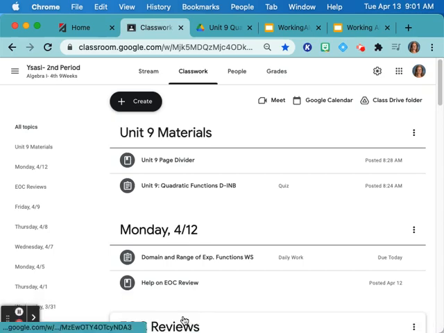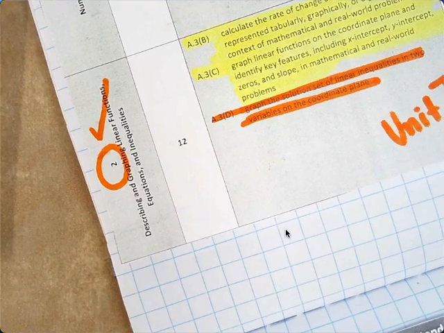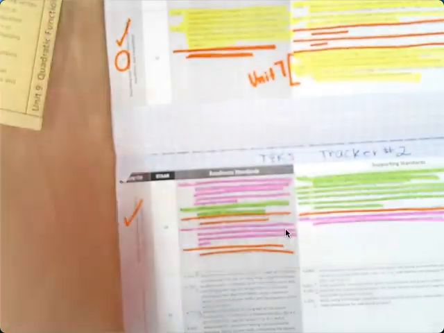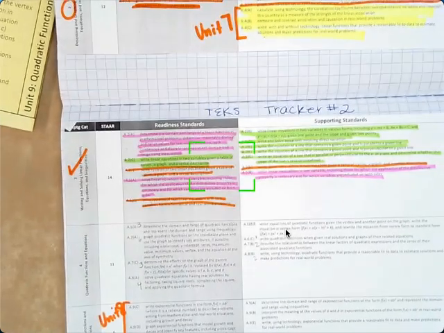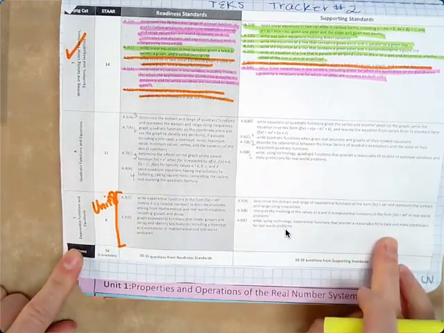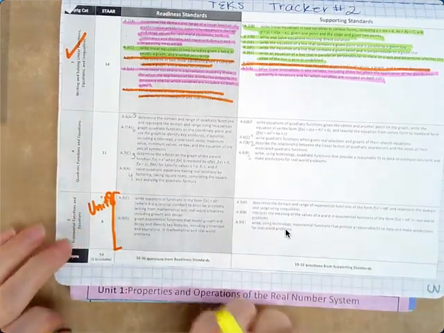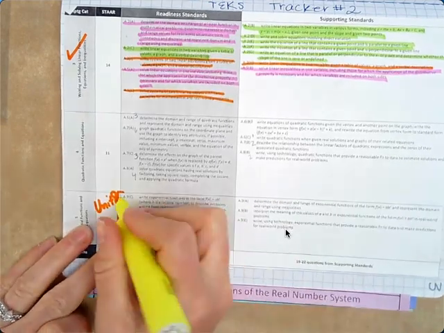We are moving on from Unit 8 to Unit 9. So let's look at our journal, our Teach Tracker. We are getting close to being finished with our skills for this year. Unit 5 is what we have learned. So highlight the 5 skills that are in Unit 5.